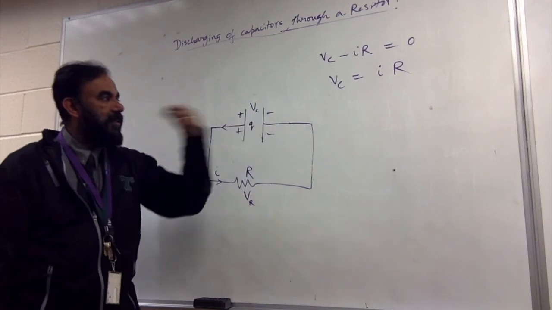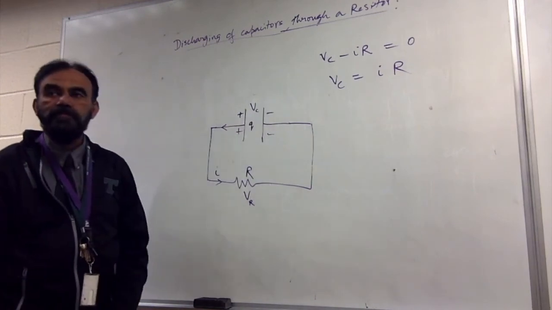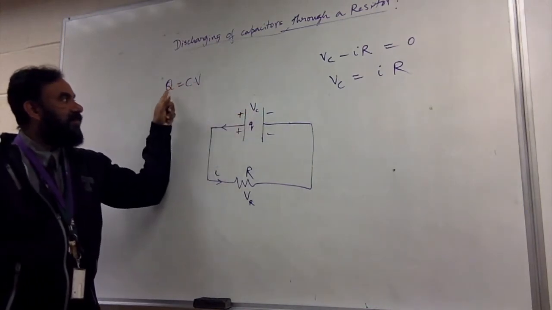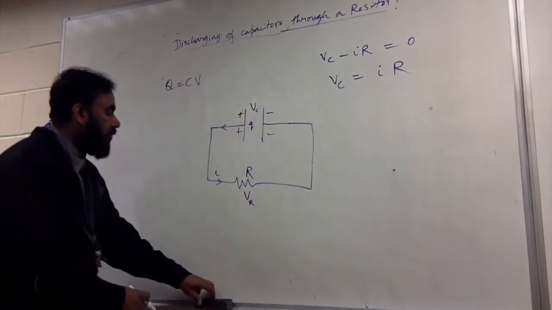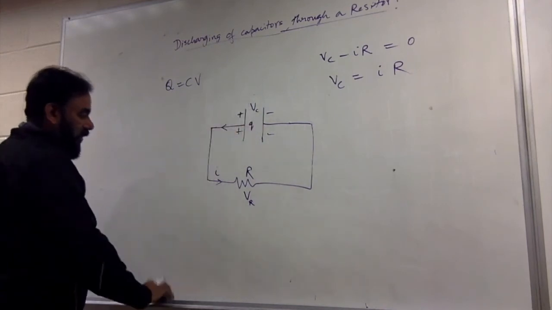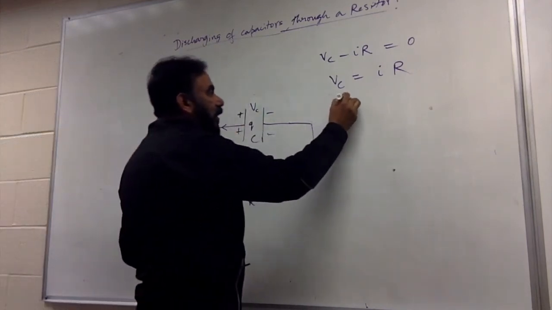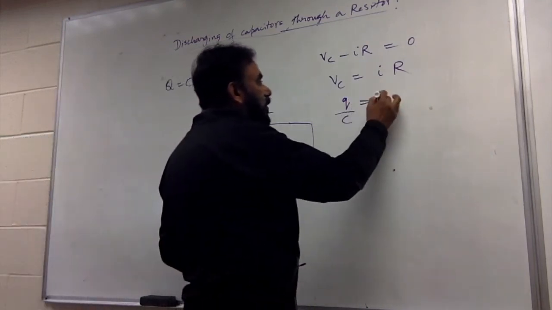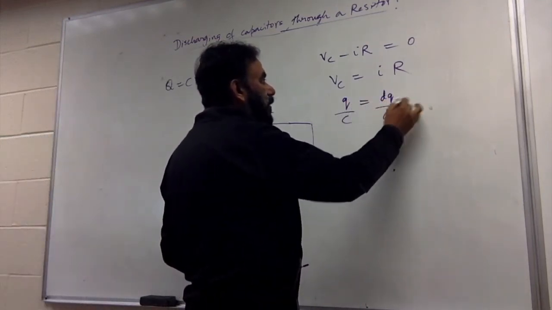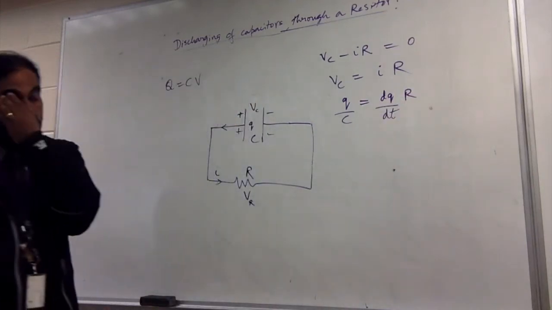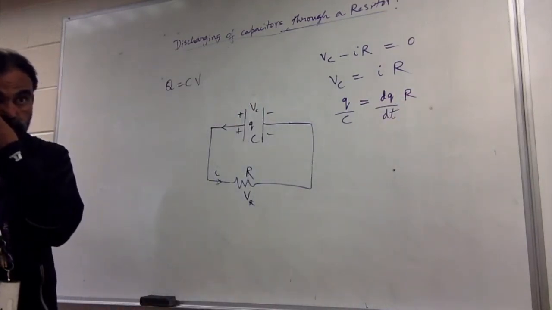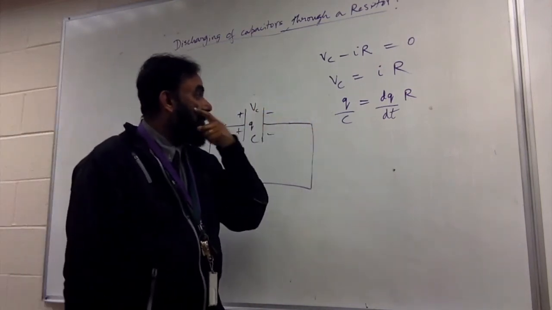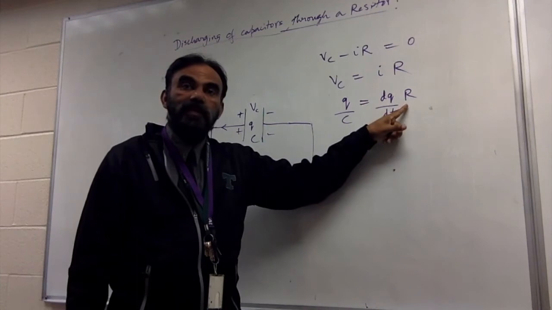How can you replace VC? What is VC equal to, using the expression Q is equal to CV? What is VC in terms of the others? Yeah, Q over C. Capacitance is C, so I can write it as Q over C. The Q over C is equal to dQ over dt times R. I'm just doing it using differentials. So the Q over C on the capacitor is equal to dQ over dt times R.